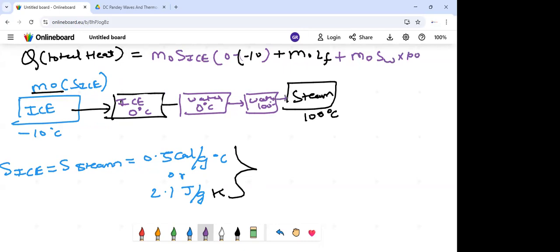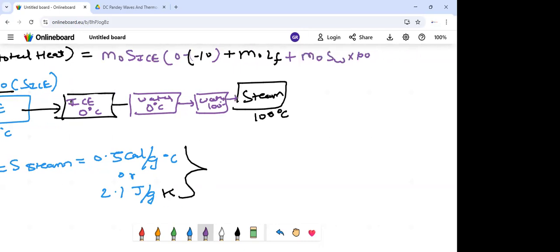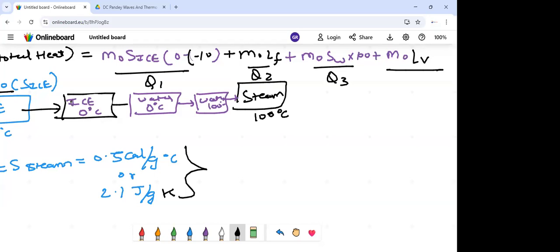And finally, at 100 degree, all the water will convert into vapor. So it is latent heat of vaporization. So these 1, 2, 3, 4 heats that I have written over here, are they clear to all of you? Yes, sir.